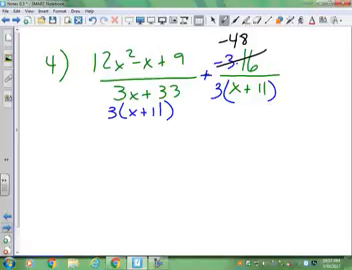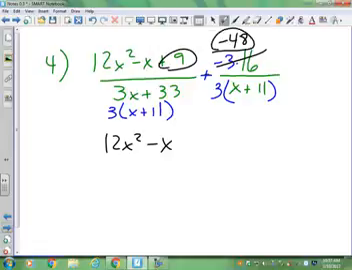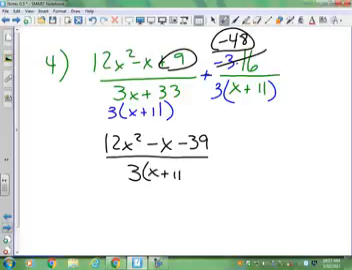So now I have 12x squared, because that's all the squares there are. I have minus x, because that's all the x's are. But I got a 9 and a negative 48 that need putting together to make 39. All right. Over 3x plus 11.